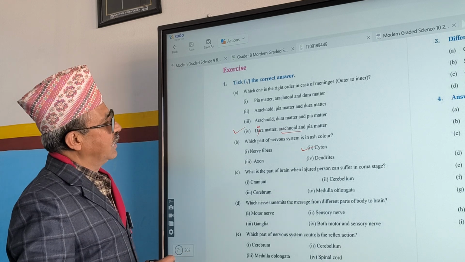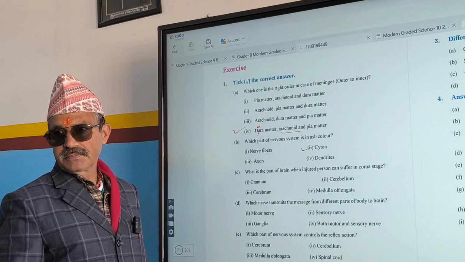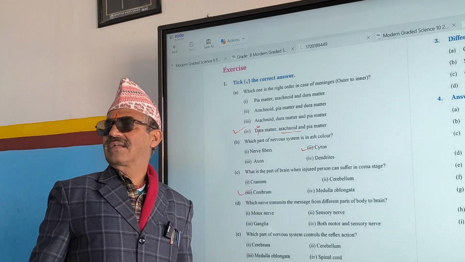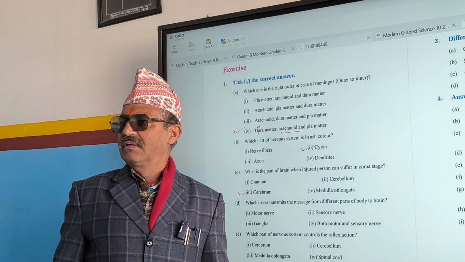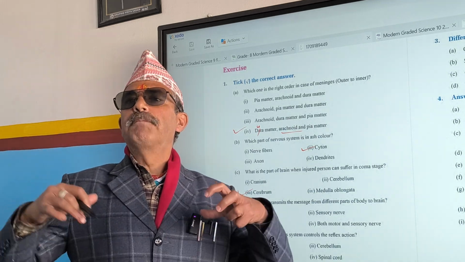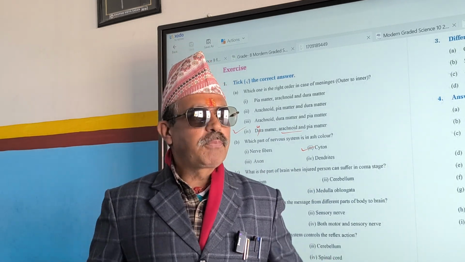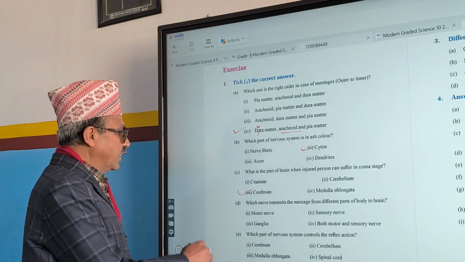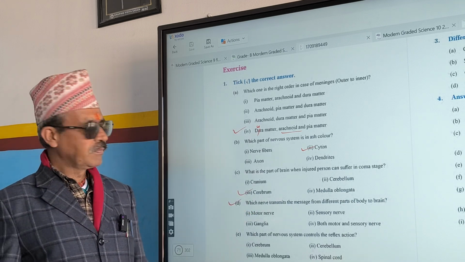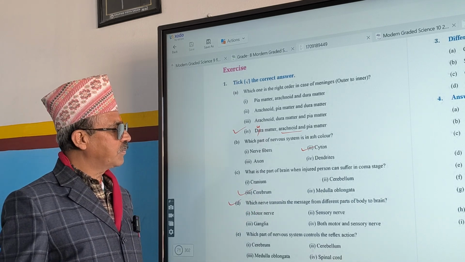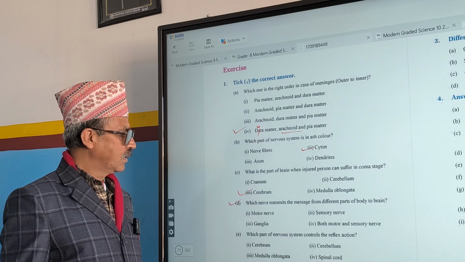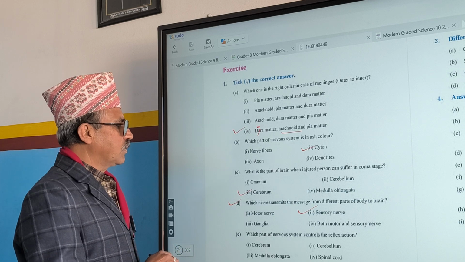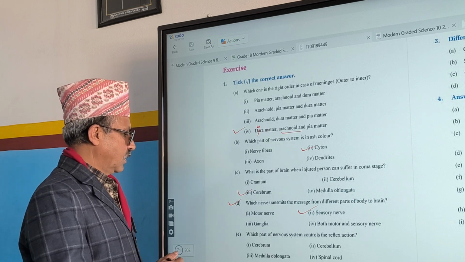What is the part of the brain which, when injured, a person can suffer in a coma state? Cerebrum. Cerebellum is responsible for balancing the body, balancing our posture, maintaining our walking. Number D. Which nerve transmits the message from different parts of the body to the brain? Sensory, right? Which part of the nervous system controls the reflex action?